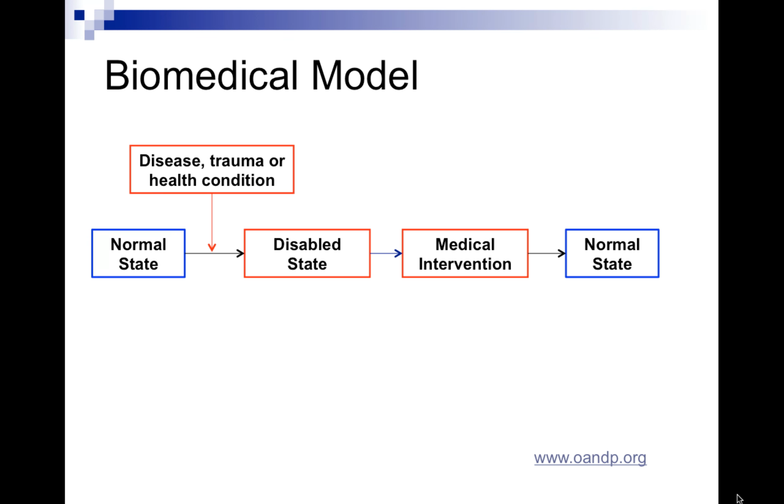As you can see in the model, and very simplistically explained, the person or the patient starts in a normal, healthy state. Then introduces a factor such as disease or trauma or a health condition that moves the person to a disabled state. This prompts medical intervention, which will either bring the patient back to a normal state or chronic illness or death. The model fails to acknowledge if and how psychological or social processes are influencing the disease or the state of the person.